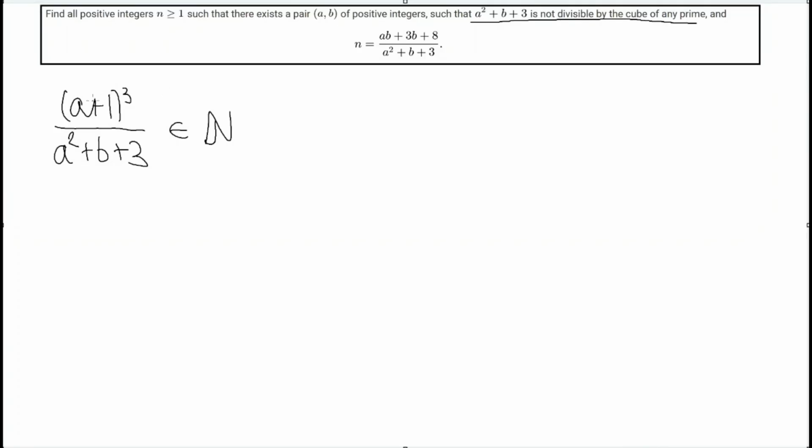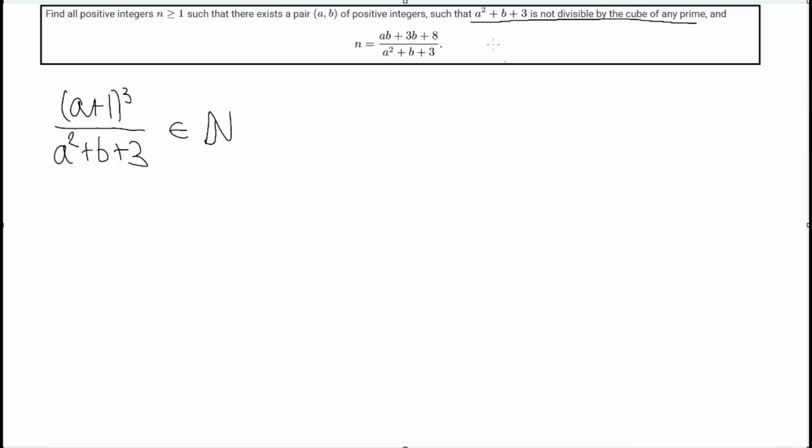Alright, so now we know that this quantity here is a natural number. At this point, we're kind of stuck, because this denominator can be anything. It could be any divisor of (a plus 1) cubed, and that could give infinitely many values of n, which we would not like to be the case.